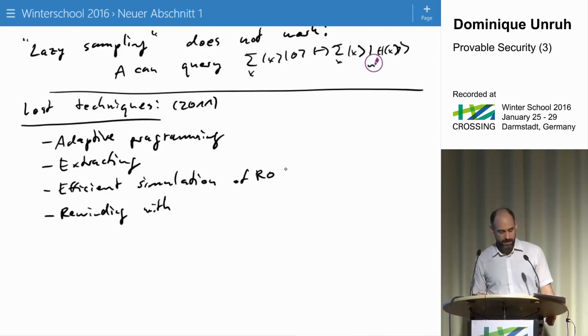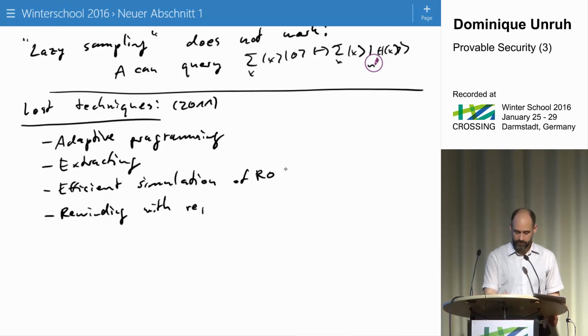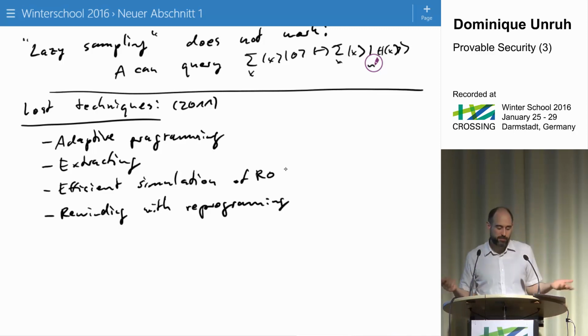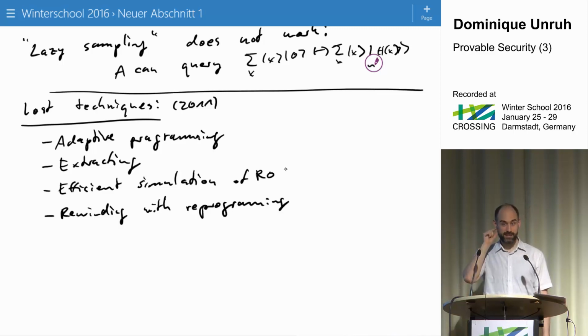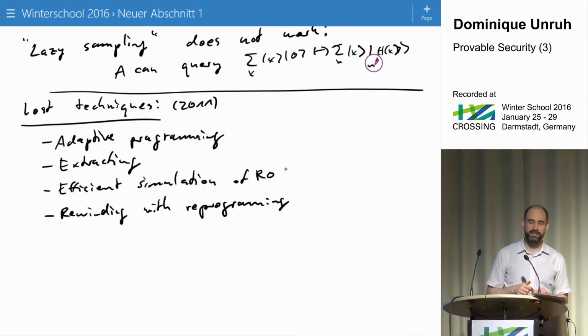And then there's one technique that's really nasty. I call it rewinding with reprogramming. So you run the adversary with a random oracle, and then you rewind him like we did yesterday, to another point, and then you give different answers. So starting from some query, you give different answers than you gave before. Also, that means that you have the queries nicely separated and so on.